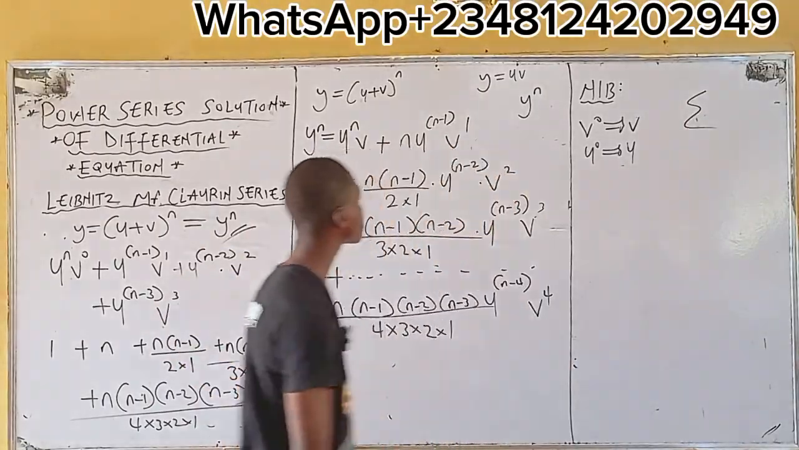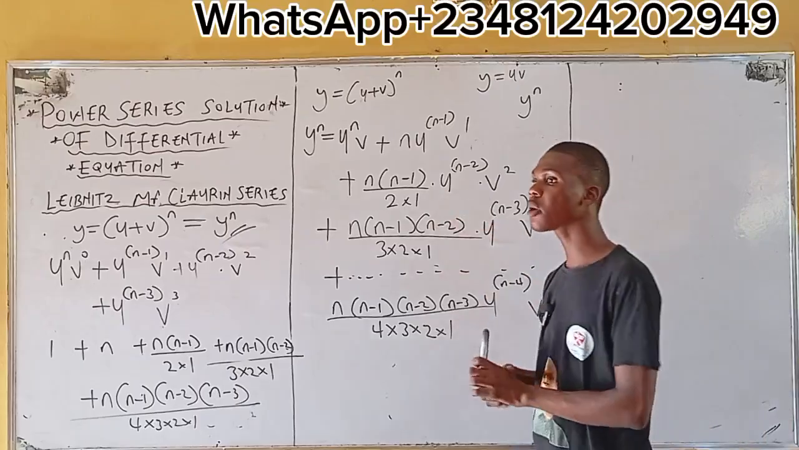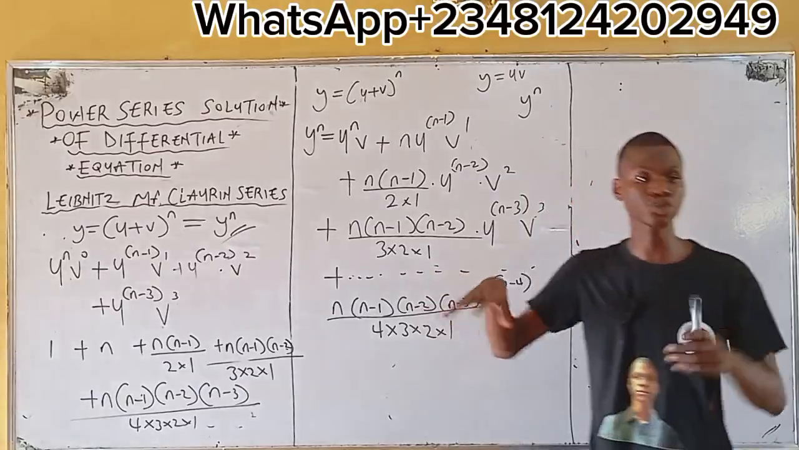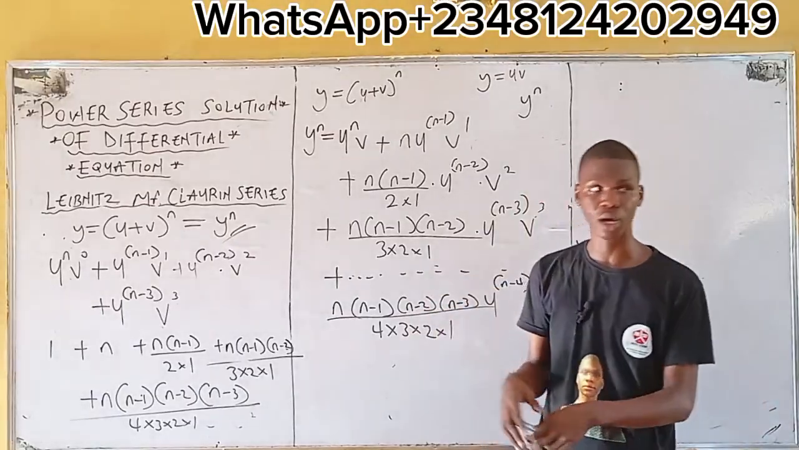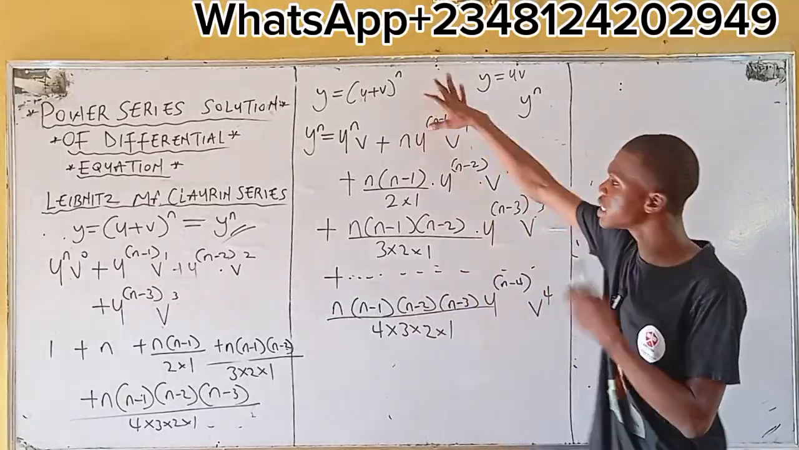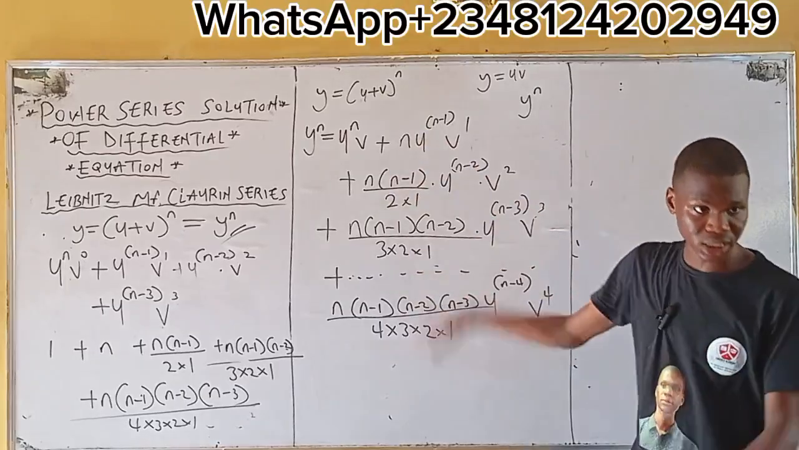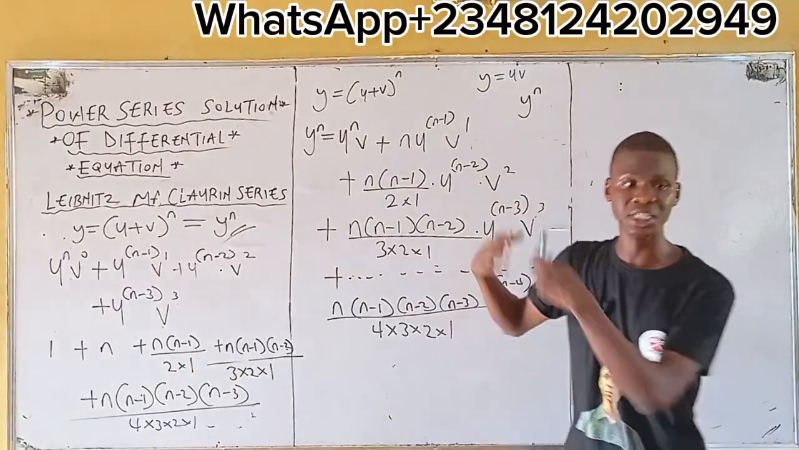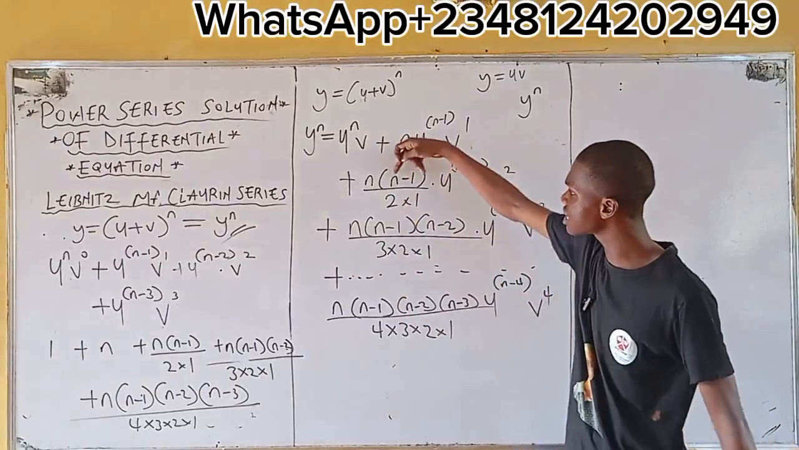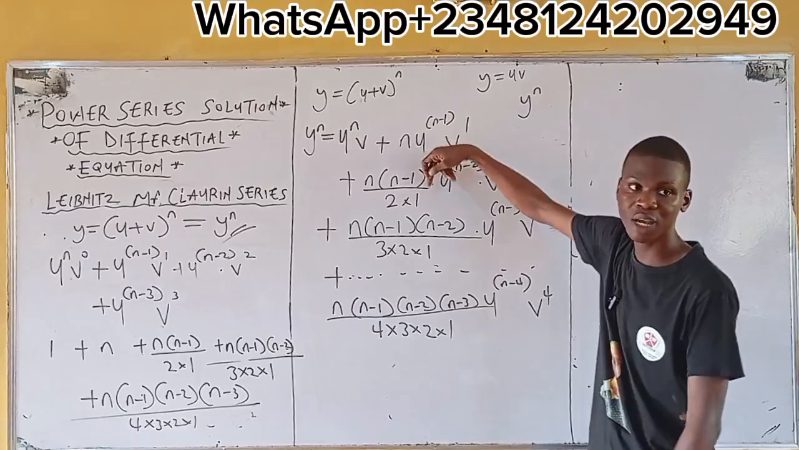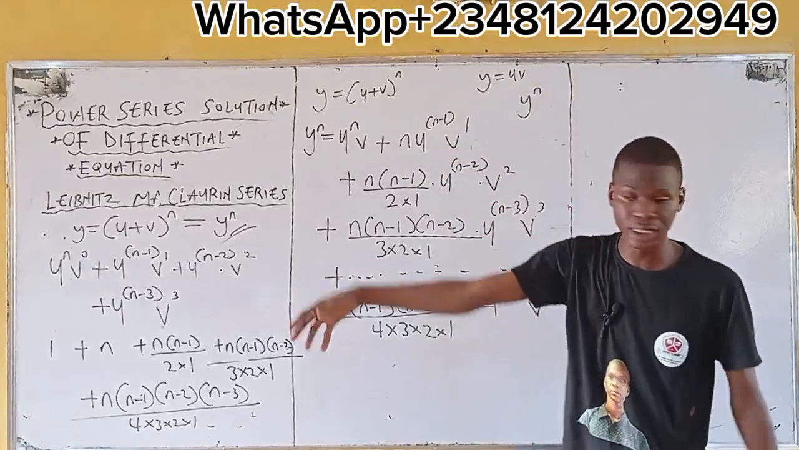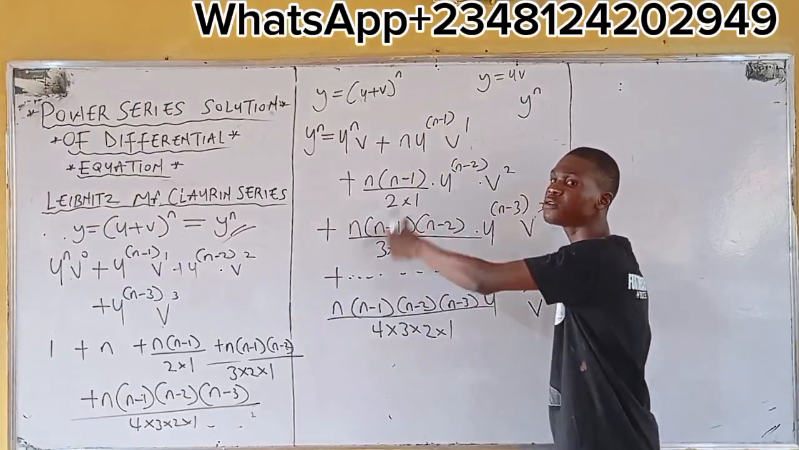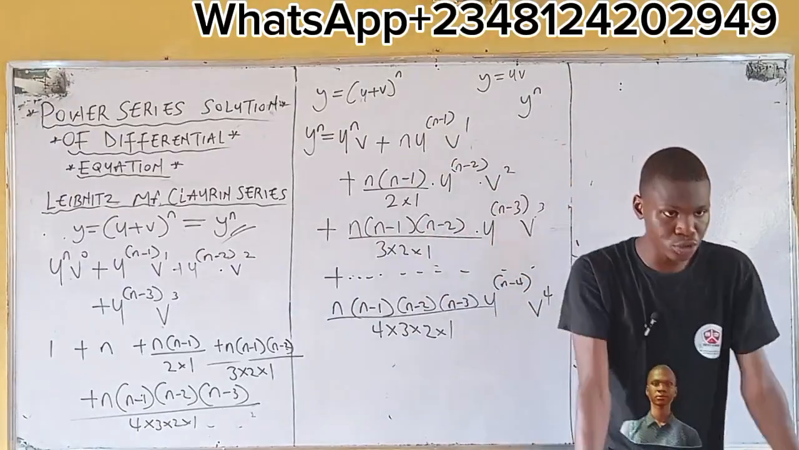Now, from here, take note that what we are doing is the Leibniz series. I want to write a series solution for what I've gotten so far. How do I write the series solution? You can only write it when you express this, n into bracket n minus 1 divided by 2, in terms of combination.